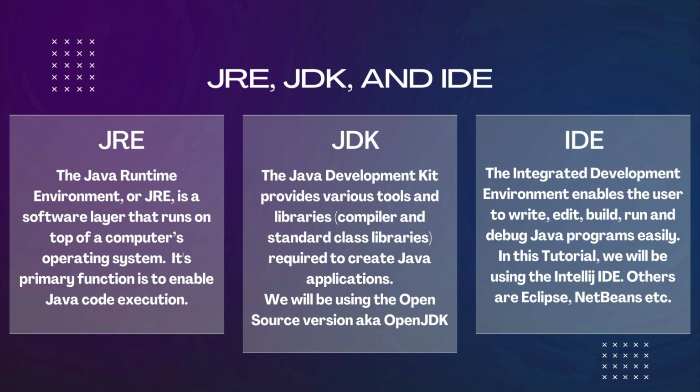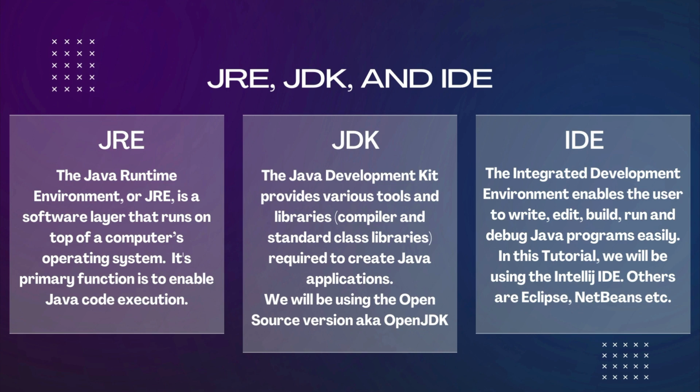Earlier on, I promised to explain what I meant by JDK. I'm going to be doing that alongside two other very common acronyms that you will come across in the world of Java if you're just getting started out. The first one is the JRE, which means Java Runtime Environment. This is a software layer that runs on top of a computer's operating system, and the primary function of the JRE is to enable the execution of Java code. In other words, this is what actually enables you to run your Java code. So without the JRE, you will not be able to run your code.